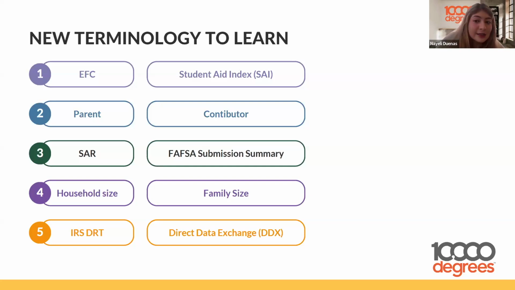So the EFC, which stands for estimated family contribution, is now referred to as the student aid index. The parents are now referred to as contributors. The student aid report, which stands for the SAR, is now the FAFSA submission summary, like I mentioned before. Household size is now family size. And the IRS DRT is now called the Direct Data Exchange, DDX.